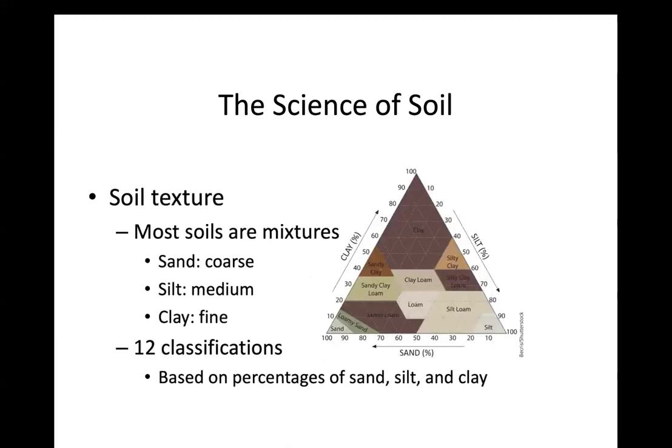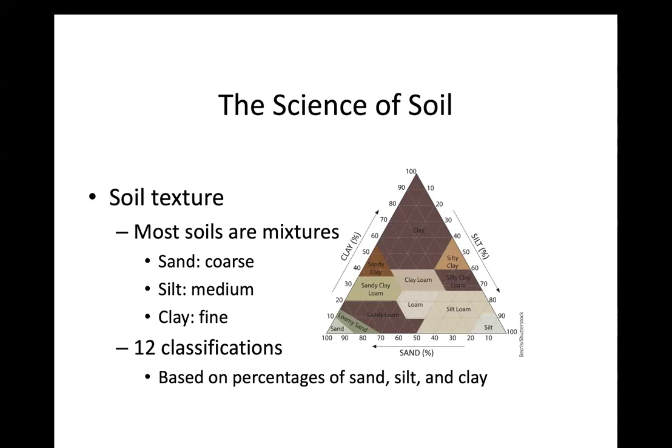Now, looking at soil texture, most soils are going to end up being mixtures. For example, sand is going to be pretty coarse. Coarse means it's actually going to be a larger particle size. And we typically will find sand in deserts, beaches, and riverbeds. Some characteristics of sand are that it loses water, and air circulates easily.